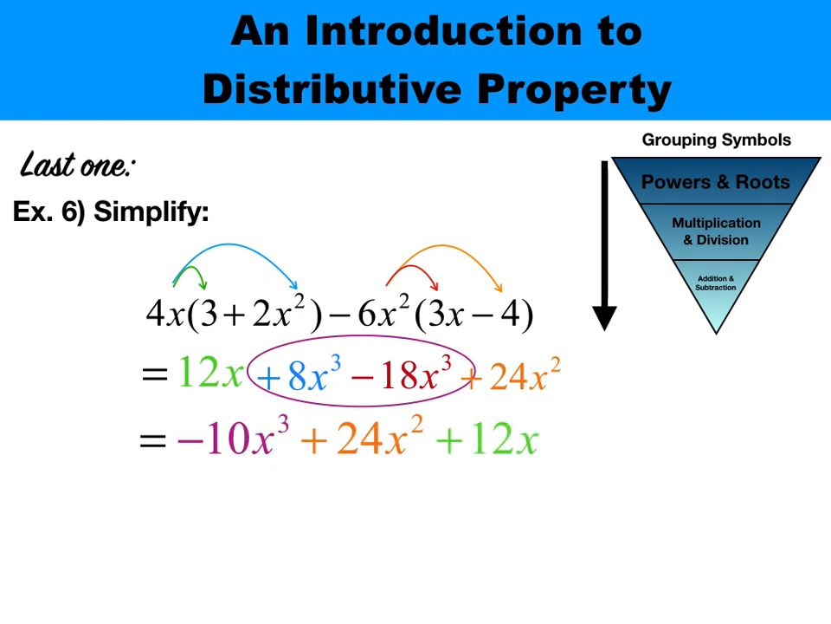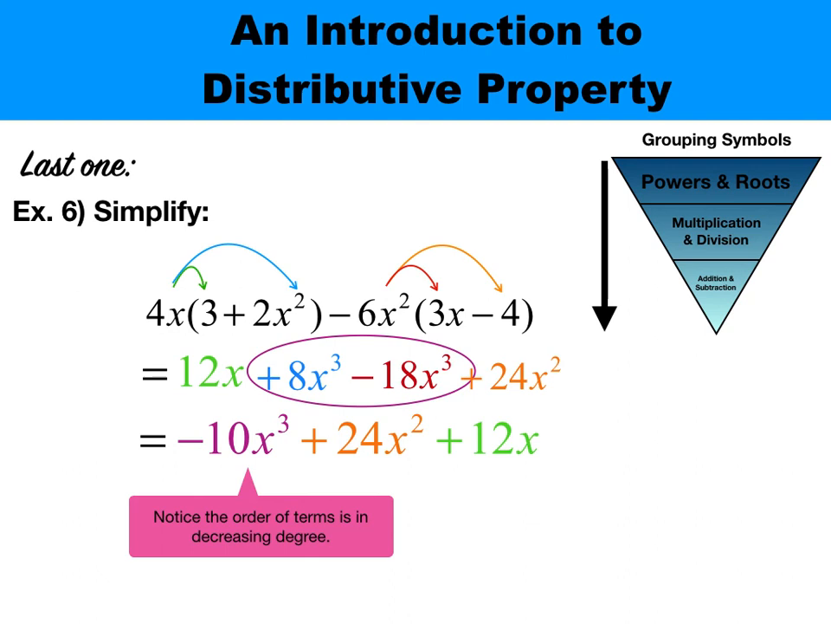The orange term for x squared terms and the x terms don't have any like terms that go with them, so we just write those out. Notice the order that I wrote the terms in is decreasing degree. The degree comes from the exponents on your variable part. So cubed, squared, then to the power of 1.